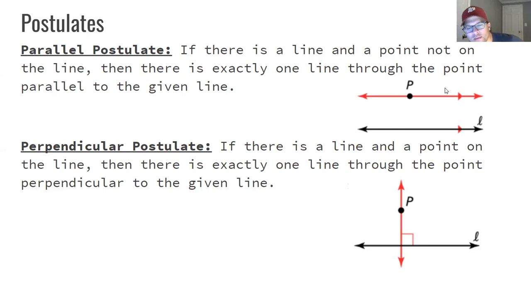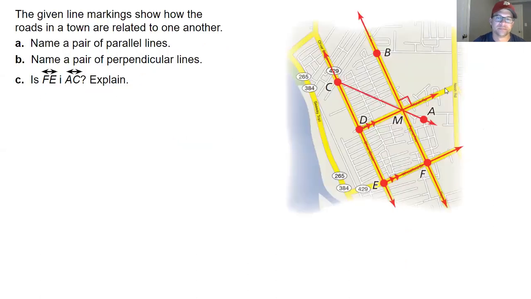Same thing if you think about it in terms of being perpendicular. If you have a line L and point P, there is only one line that is perpendicular through that point P. You cannot have multiple lines through that point and also be perpendicular.